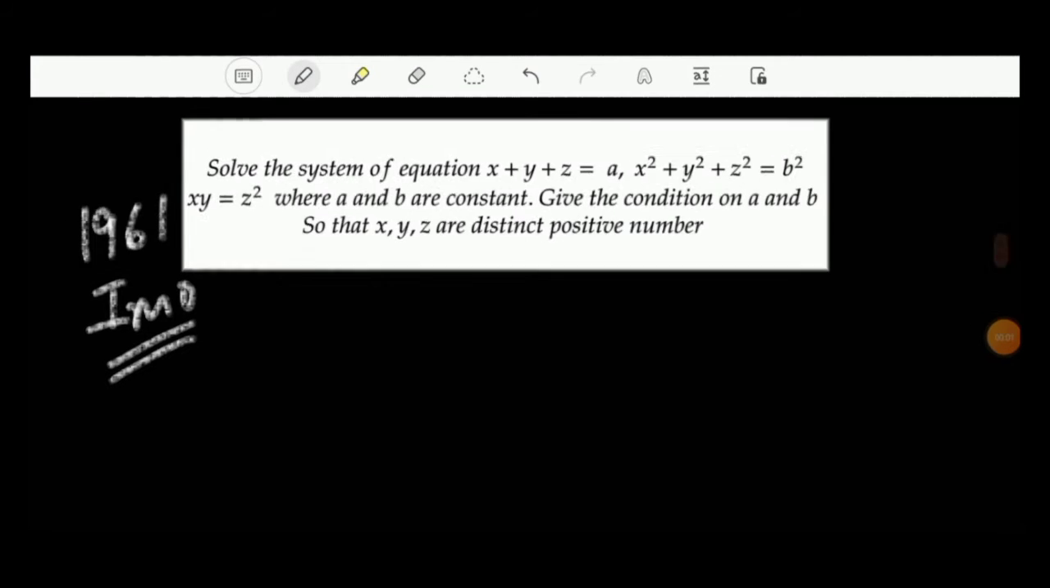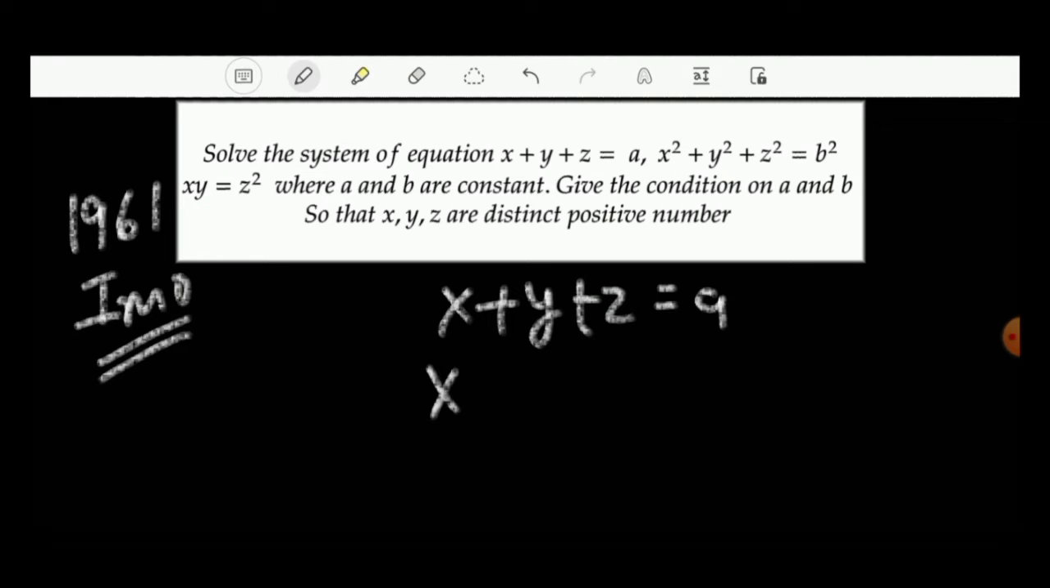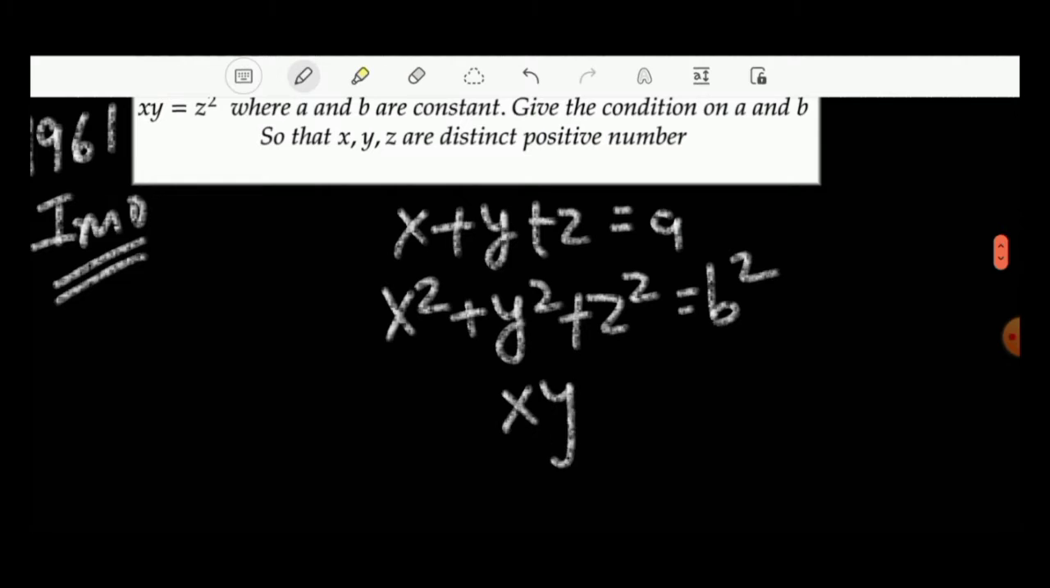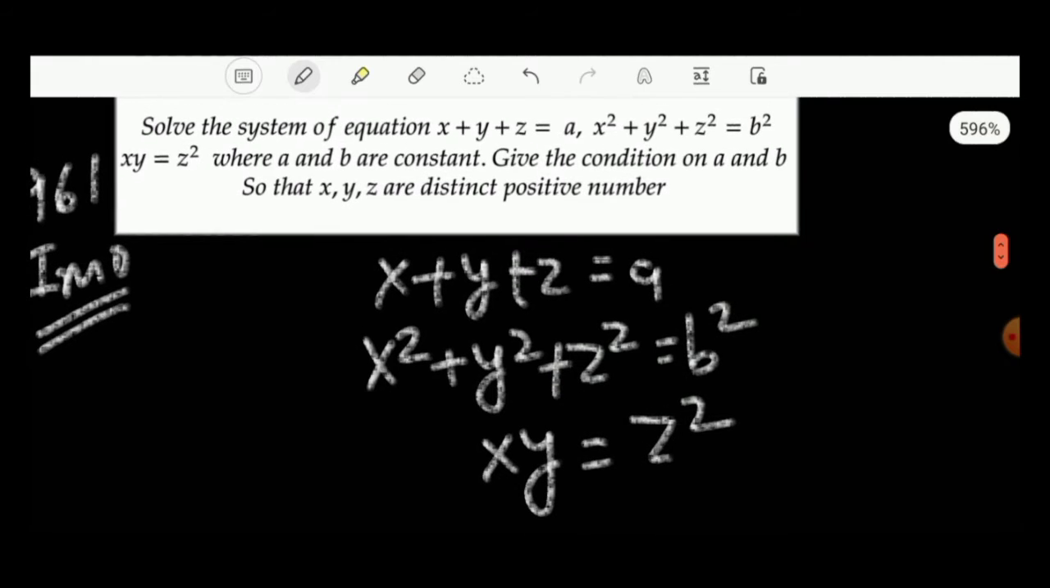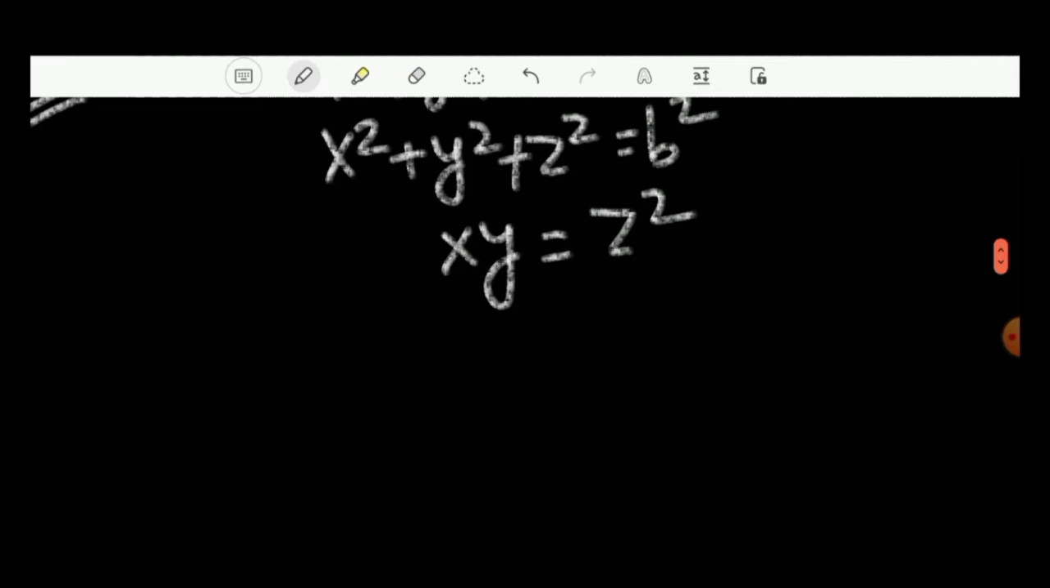So here is a nice IMO 1961 problem which is about a system of equations. We are given that x plus y plus z is equal to a, and x square plus y square plus z square is equal to b square, and x multiplied by y is z square. And we have to find the condition over a and b so that x, y, z are distinct positive numbers. So let's solve this problem.